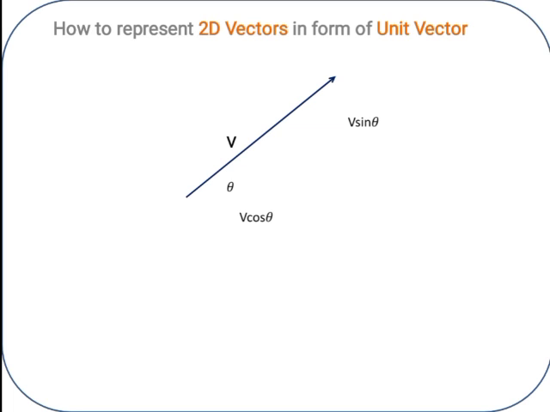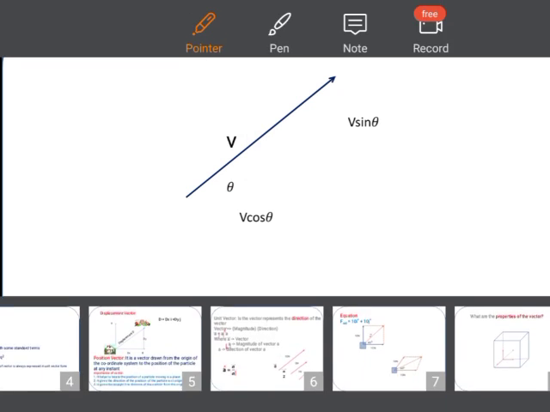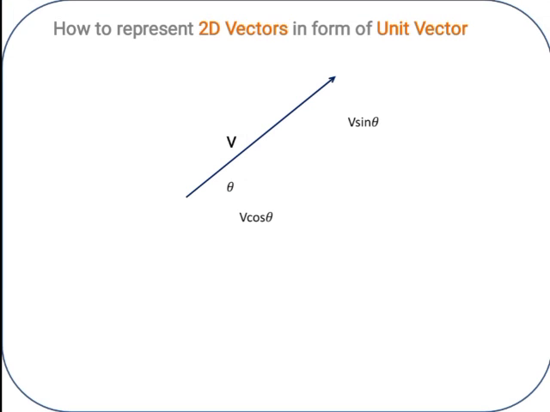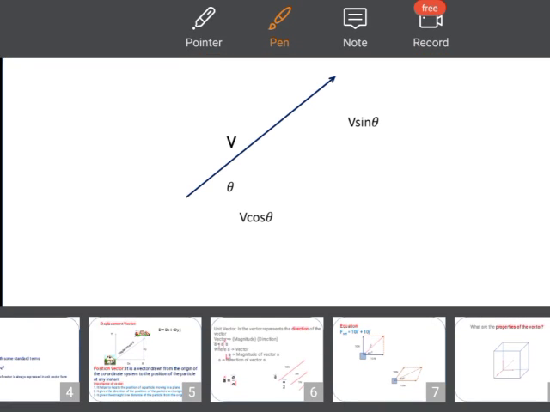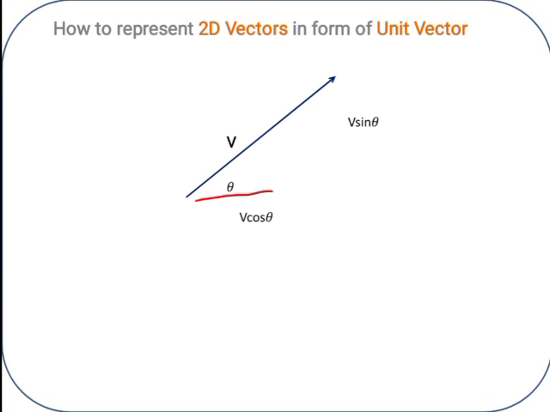So we are breaking one vector into two constituent vectors or components. Okay, so we can say that this is a vector v, at angle theta. Suppose we can say this is vector v at angle theta.